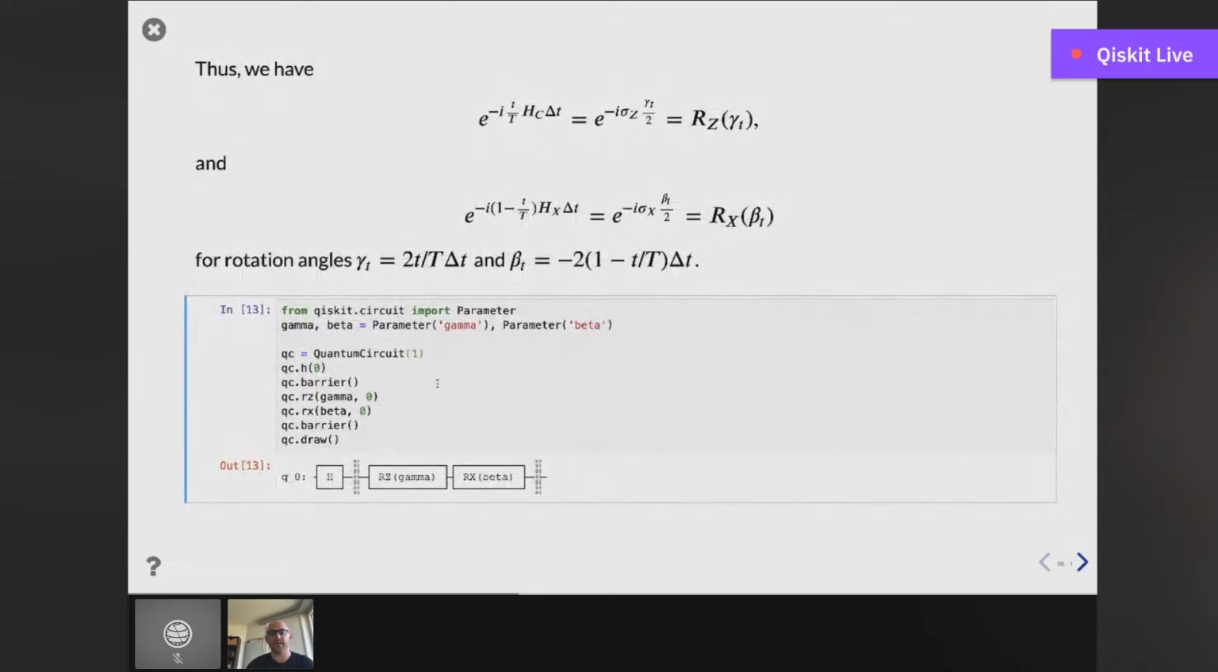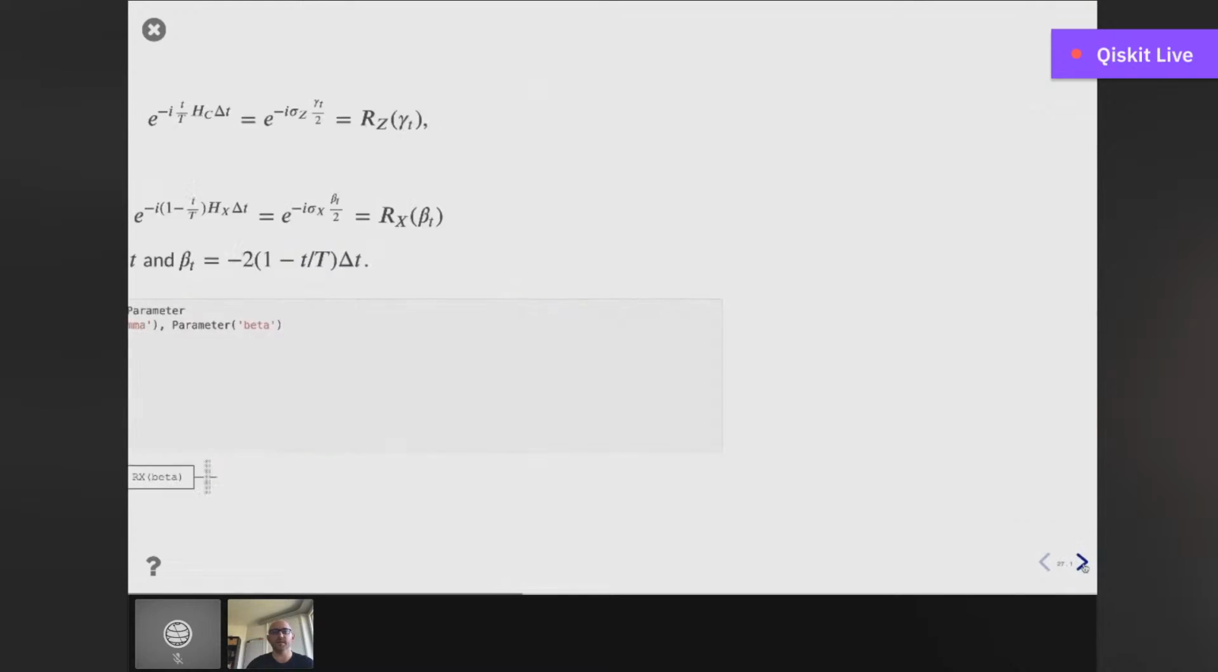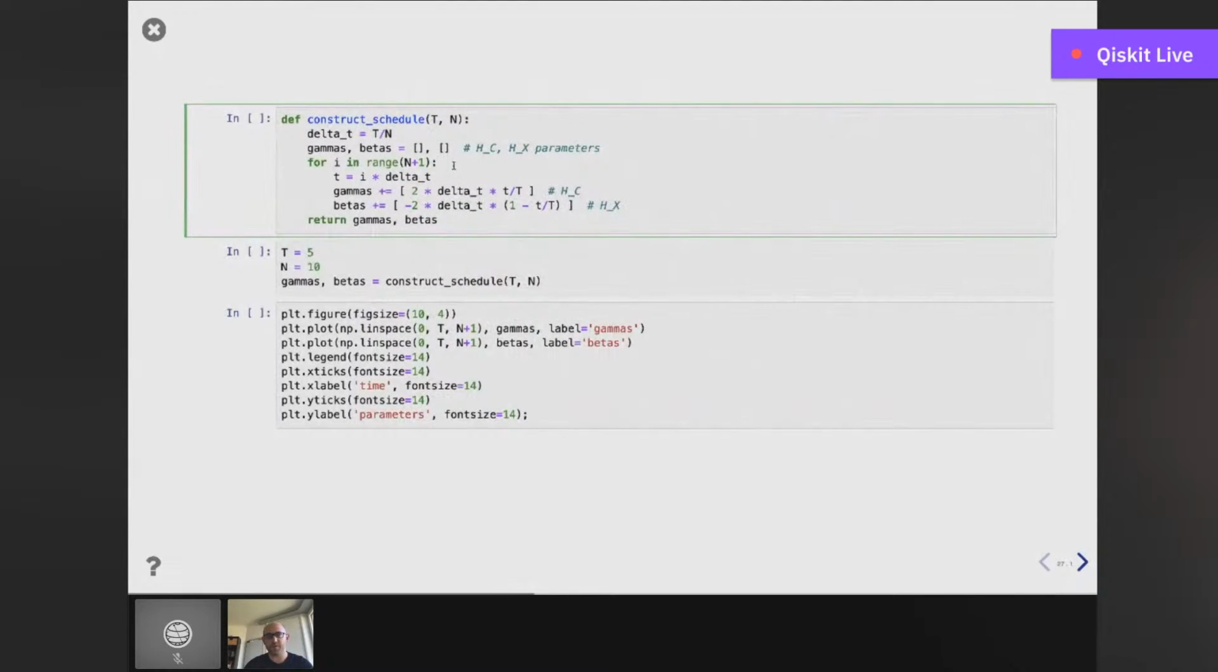And so a single step of trotterized annealing is very easy to implement as a quantum circuit. You have a single qubit here. You apply a Hadamard to initialize the equal superposition state, and then you have the RZ and the Rx. But then, of course, we want to do this a couple of times to really simulate this annealing process. And for that, we need to construct this schedule. Here, we want to simulate for a time t, and we want to discretize with n steps. So the time step in between will be delta t, which is just t over n.